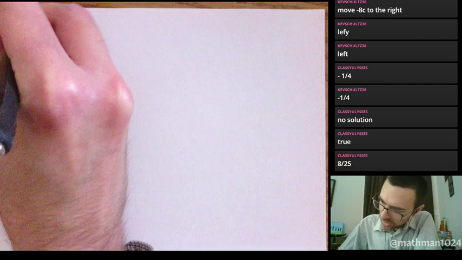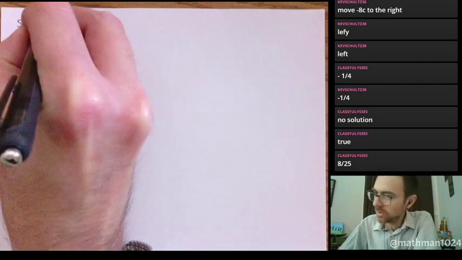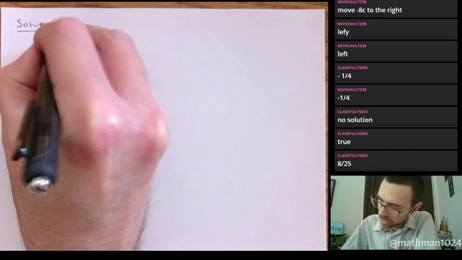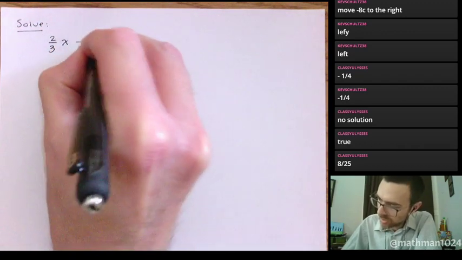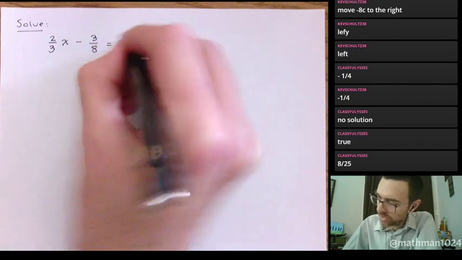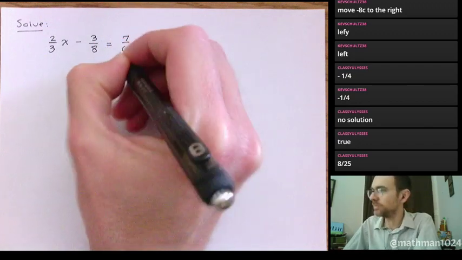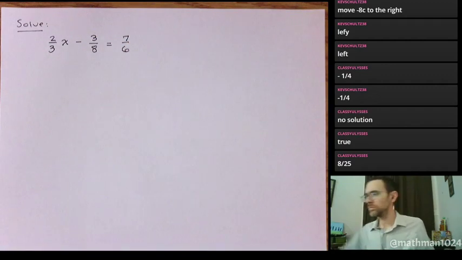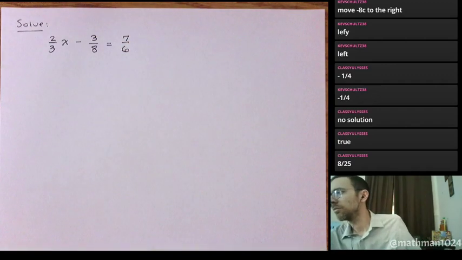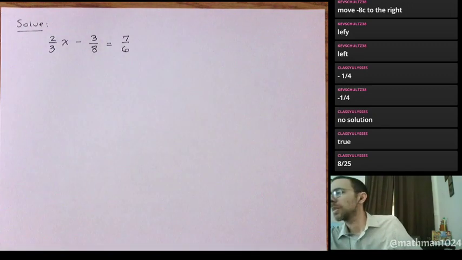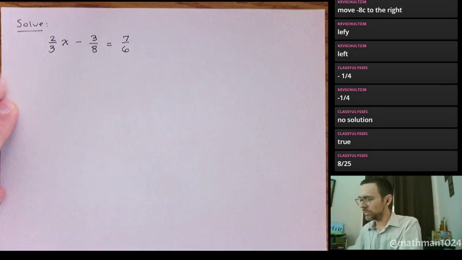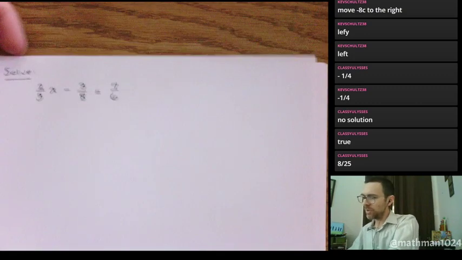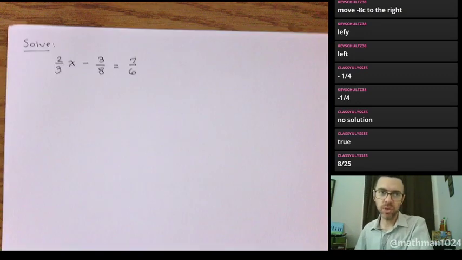So let's do this. Let's solve two-thirds x minus 3/8 is equal to 7 over 6. Okay. Now, I don't want to have to deal with fractions for this whole problem. It's not like some of the other problems that we've had where we can just easily get rid of the fraction because it's only one little piece.